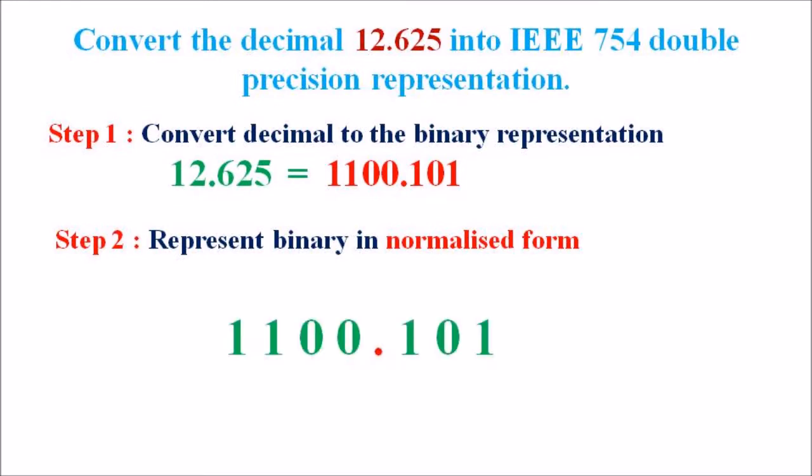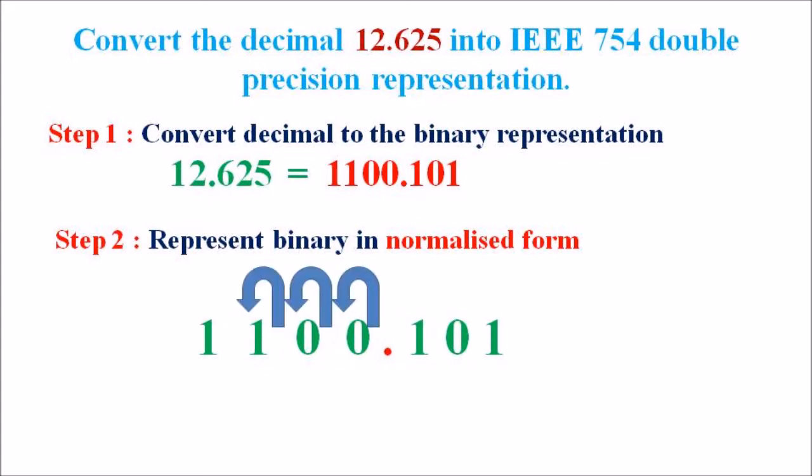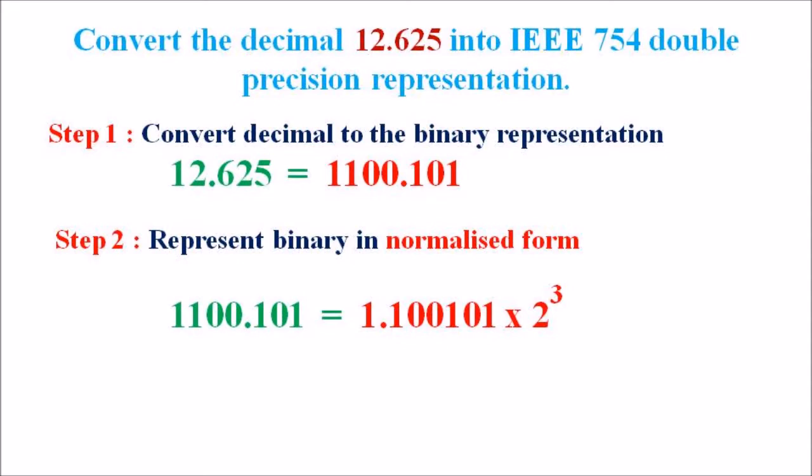Here we are dealing with a floating number, 1100.101. The binary point should be shifted 3 times towards the left, which results in 1.100101 times 2 raised to 3. As we shifted the point 3 places towards the left, we take the exponent as 3. So this is step 2, representing the binary in normalized form. That is, the binary number 1100.101 can be represented in normalized form as 1.100101 times 2 raised to 3.